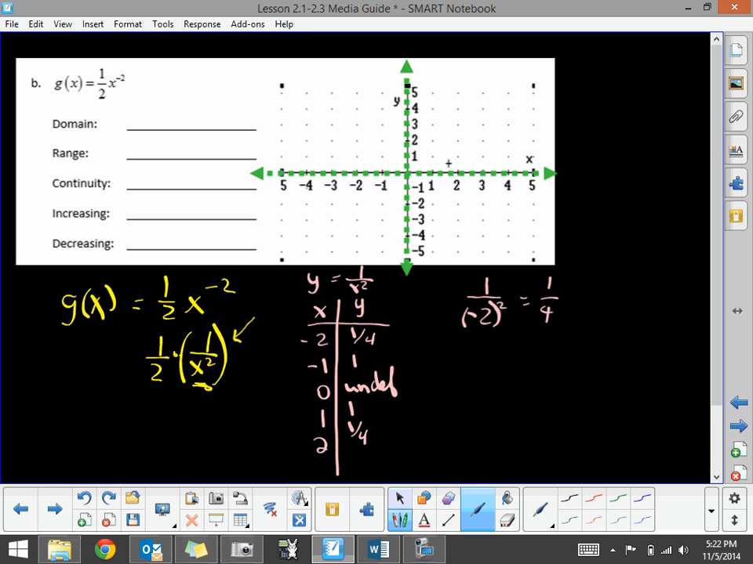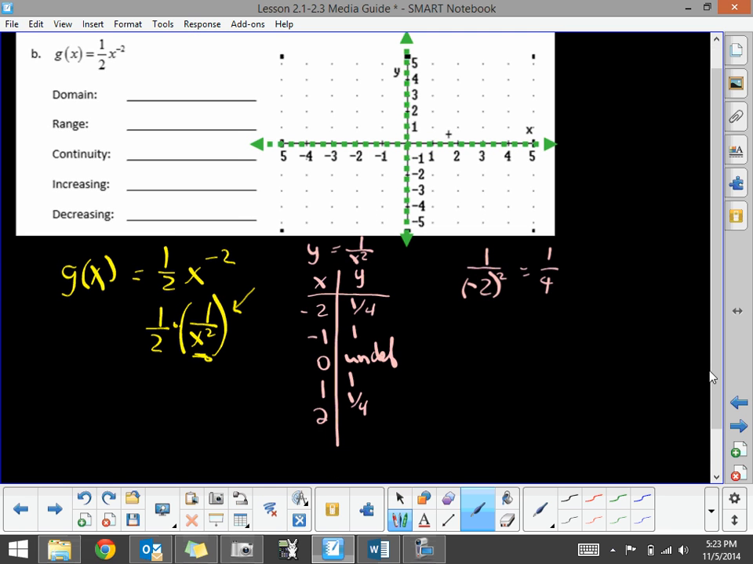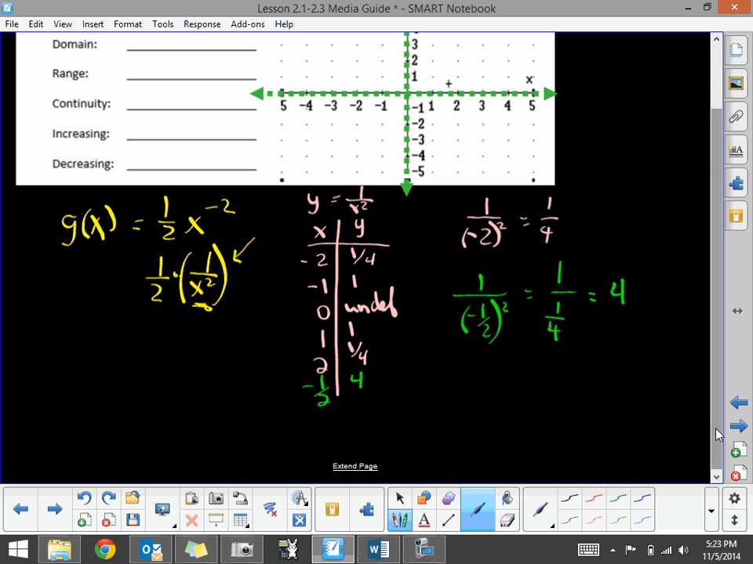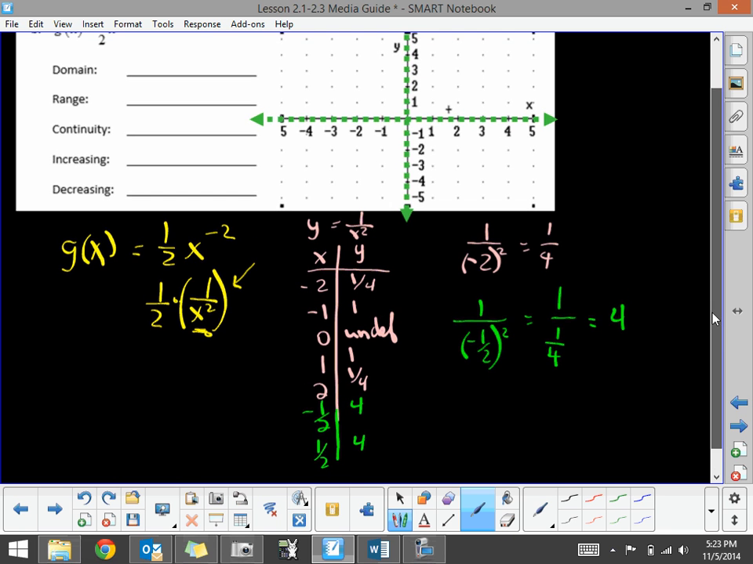If you want to get some other values in there, where you might want to start squeezing is something like a 1/2. So I'm going to put this in a different color. I'm going to put in a -1/2. So I get 1 over -1/2 squared, which is the same thing as 1 over 1/4, which is the same thing as 4. So when I put in a -1/2, I get a 4. If we put in a positive 1/2, because it's squared, we also get a 4. So we're going to see some symmetry here. These are some control points that I can use on this graph.